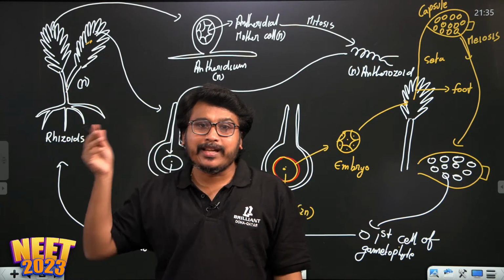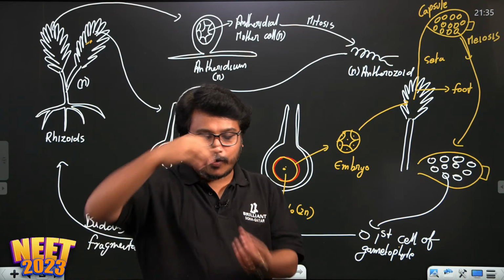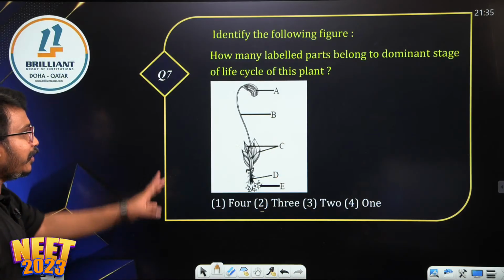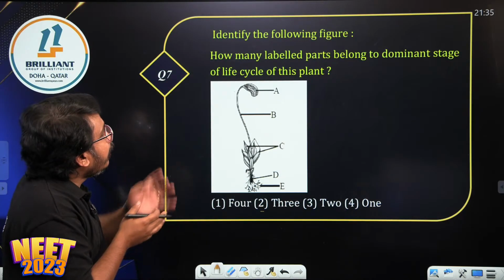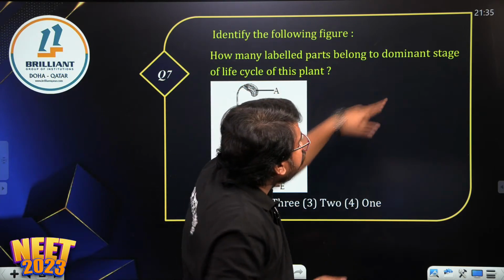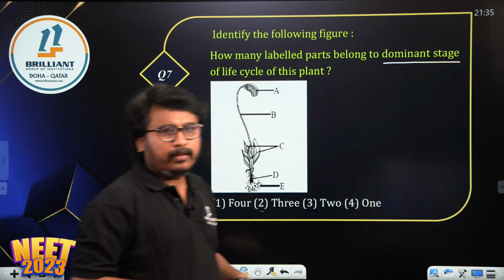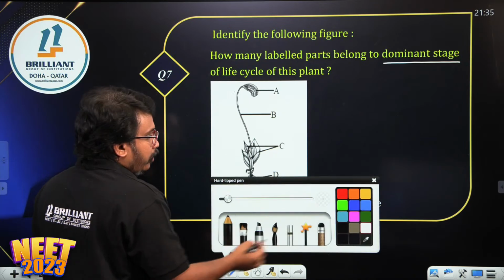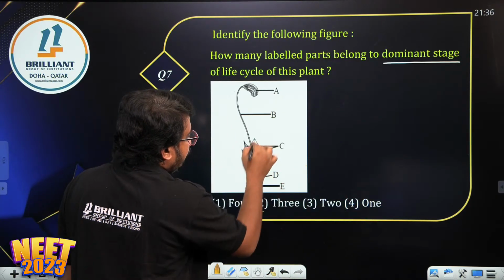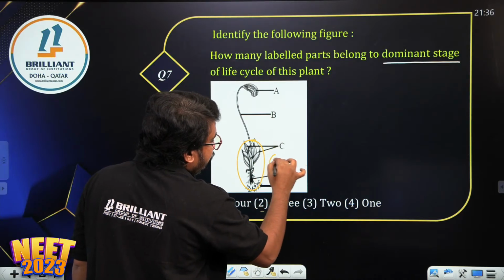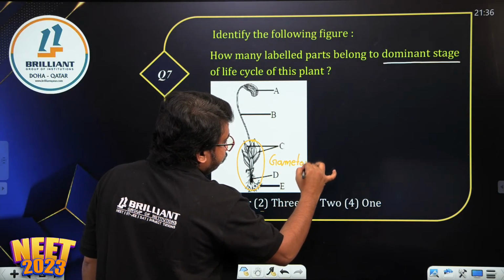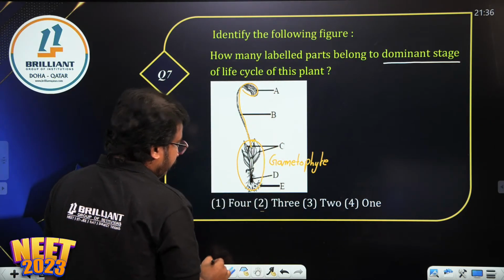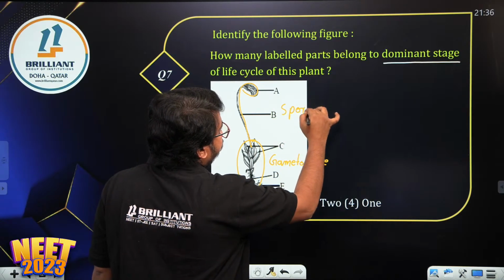So the main plant body is a gametophyte, haploid. On that only the diploid structure is arising out. That diagram has been asked here. So out of this given diagram, how many labeled parts belong to the dominant stage? Dominant stage means main plant body. The main plant body of this is this much. The main plant body is gametophyte. From that arises the foot, seta and capsule, which represent the sporophyte.